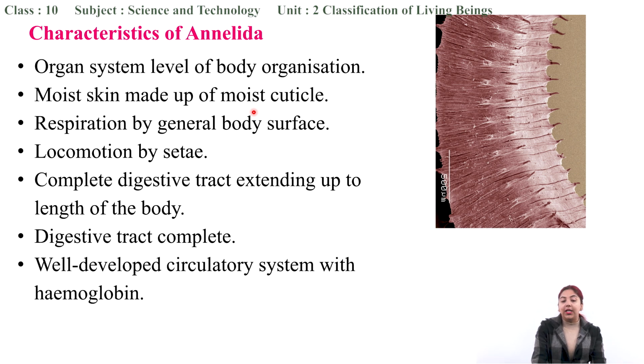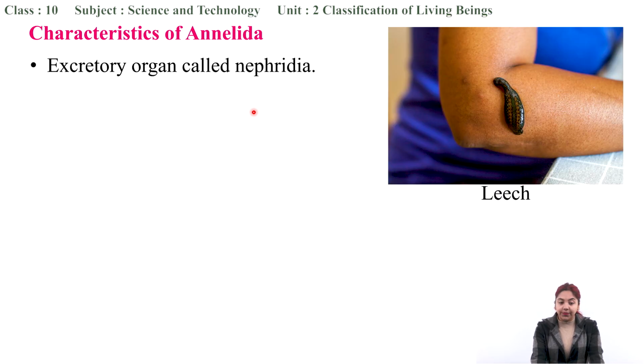Now, they also have a well-developed circulatory system with hemoglobin. Inside the circulatory system, they possess hemoglobin, which helps in transportation of oxygen. Now, the excretory organ of the organisms that belong to the phylum Annelida is known as nephridia, and this nephridia helps in excretion. The organism has an excretory pore to which the nephridia is connected, and through that pore they excrete all the waste from their body.